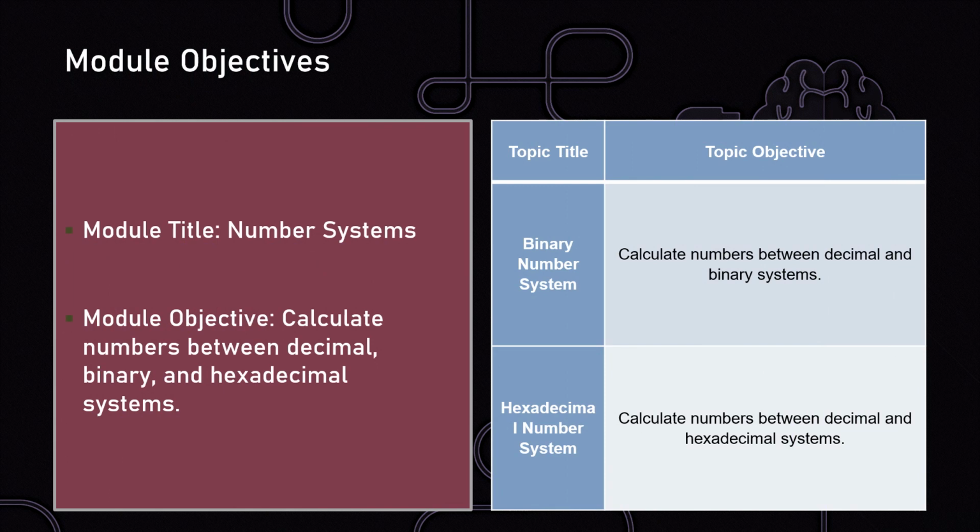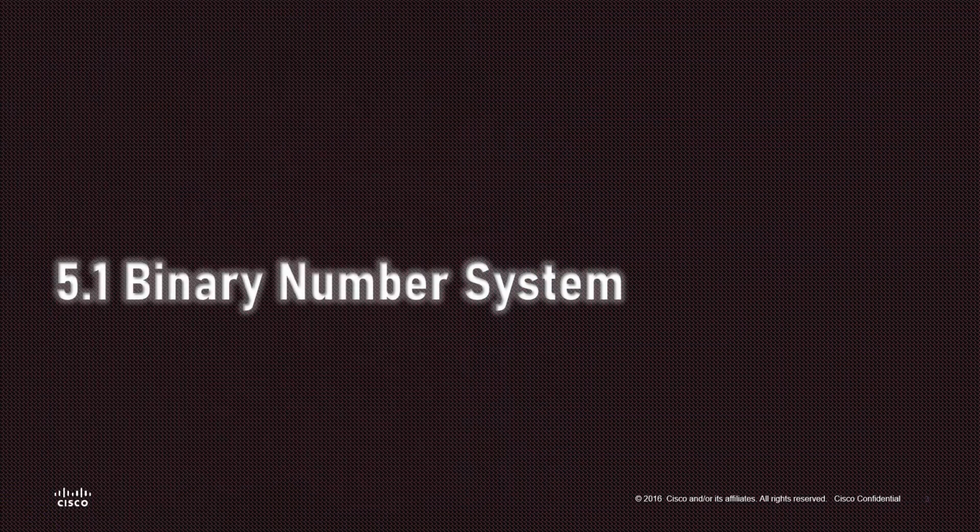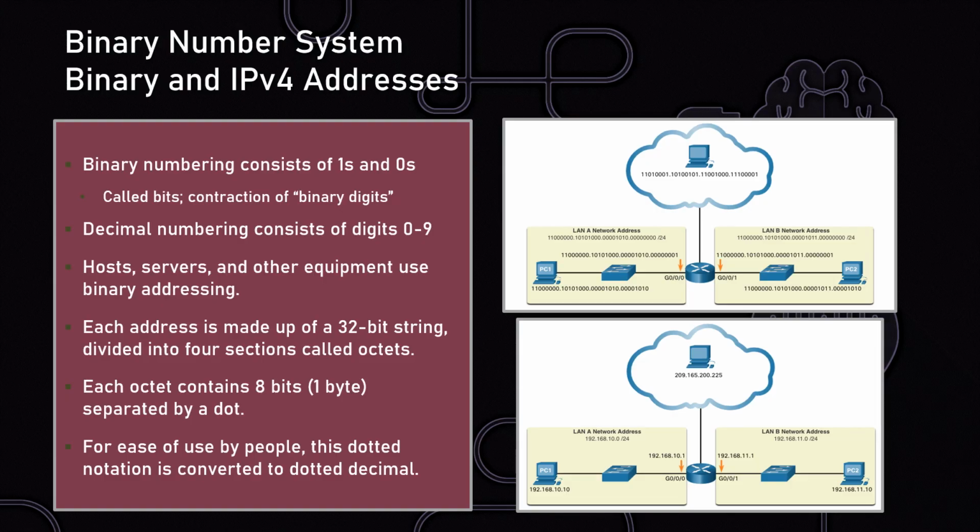We're going to look at calculations between decimal and binary, as well as decimal to hexadecimal, and how binary and hexadecimal interact directly. So the binary number system relies on the presence or absence of voltage, an off and on, yes or no, true or false value, and it's represented mathematically by a 1 or a 0. These 1 or 0 representations are called bits, and the term bit is a contraction of binary digit. Decimal numbering consists of the digits 0 through 9, so how do we make these line up?